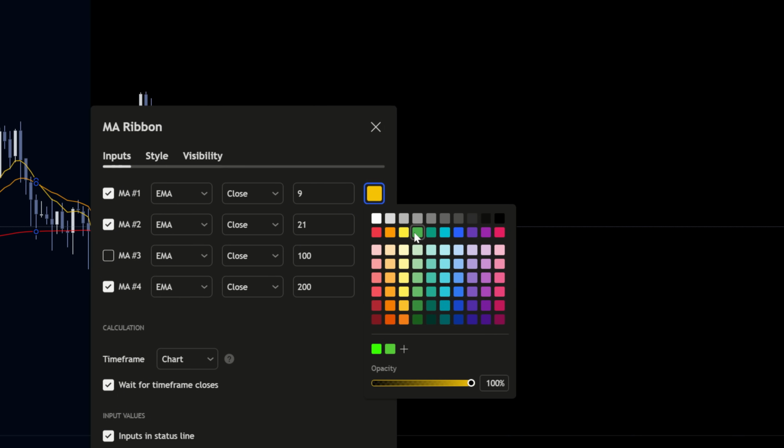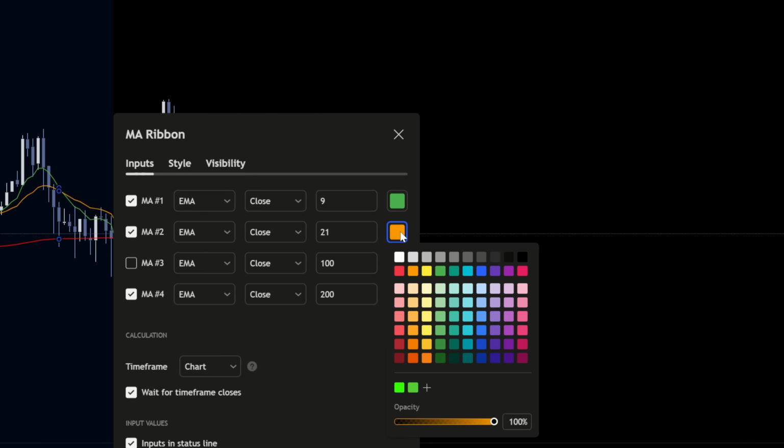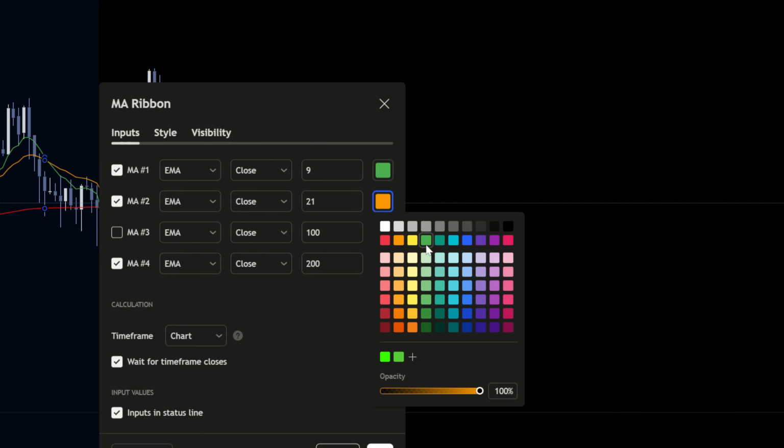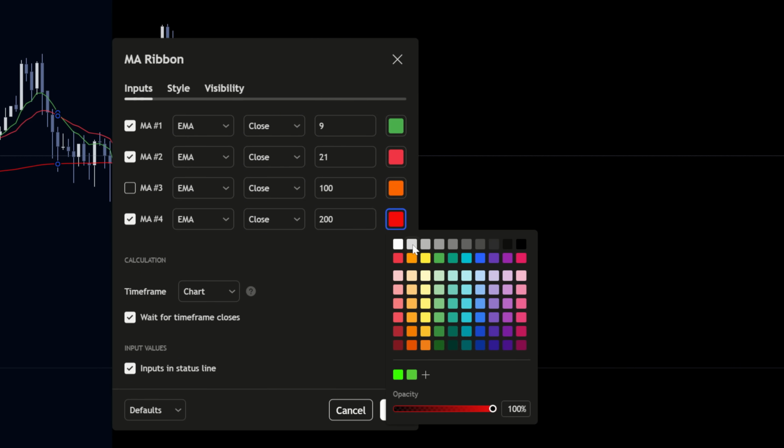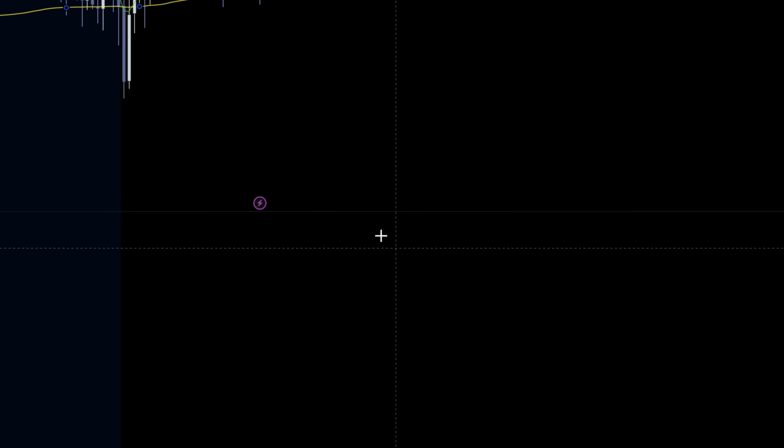I'm going to change the 9 to green, and the moving average 21, I'm going to change that to red. And then the 200, I'm going to change that to yellow.